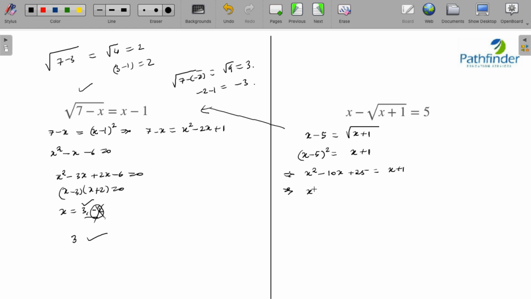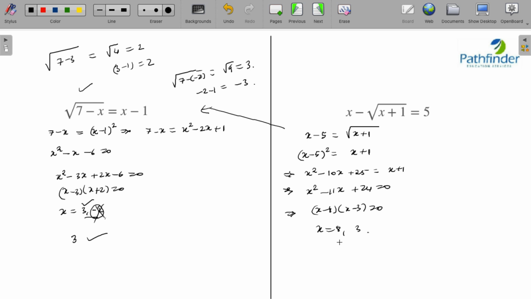Simplify this further: x square minus 11x plus 24 is equal to 0. If you factorize it, you will get (x minus 8) into (x minus 3) is equal to 0, so the two possible values of x are 8 and 3. But again, we have simplified the equation and transformed it. इस equation को solve करने के लिए हमने transformation किया है.